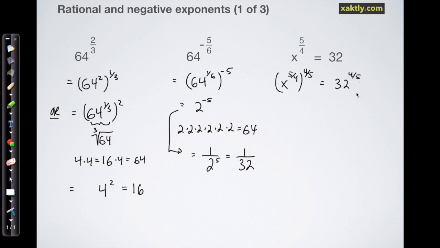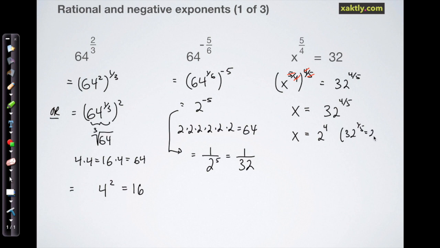Now what this will do on the left is the 5 divides into the 5 to give us 1, the 4 divides into the 4 to give us 1, so we just have x on the left side. X is equal to 32 to the 4/5, and now we're just solving problems like we just did in the first two examples. Well, 32 is 2 to the 5th, so the 5th root of 32 is 2, so we have 2 raised to the 4th power, which is 2, 4, 8, 16. So x is equal to 16.